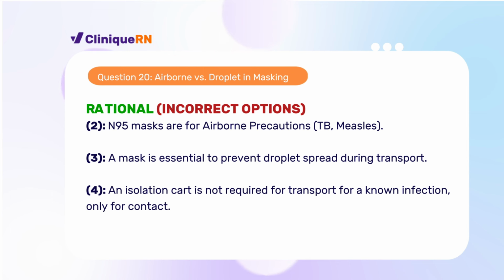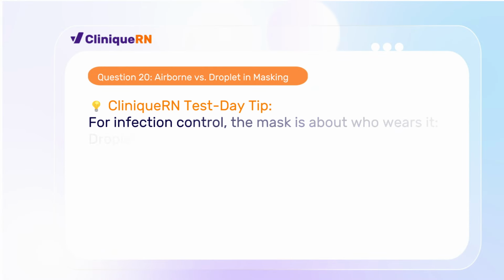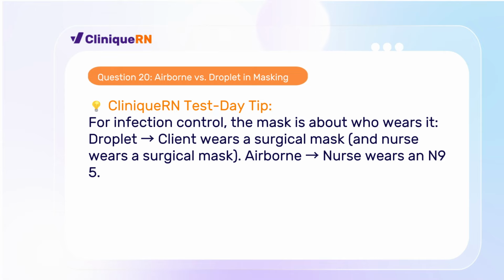Incorrect options. 2. N95 masks are for airborne precautions, TB, measles. 3. A mask is essential to prevent droplet spread during transport. 4. An isolation cart is not required for transport for a known infection, only for contact. Clinique RN Test Day Tip. For infection control, the mask is about who wears it. Droplet means the client wears a surgical mask, and the nurse wears a surgical mask. Airborne means the nurse wears an N95.